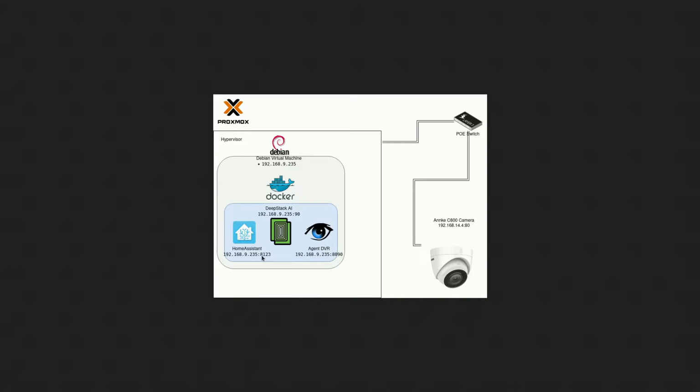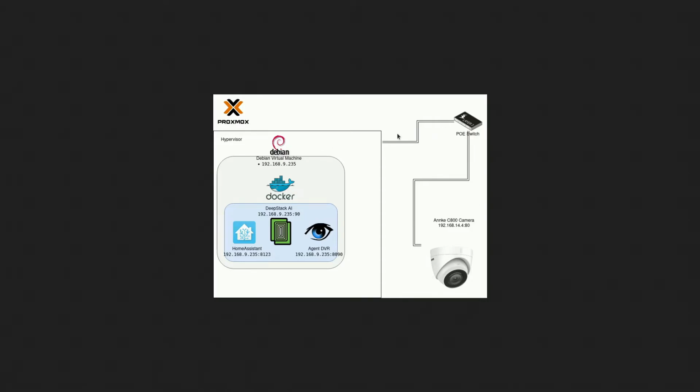Please take note of all the ports of the services. For Home Assistant it's 8123, for Deepstack it's 90, and for Agent it's 8090. In terms of resources, I've allocated 8 virtual CPUs to the Debian virtual machine and 8 gigs of RAM, which is a bit of overkill, and you'll easily get away with half of both for a small multi-camera setup.